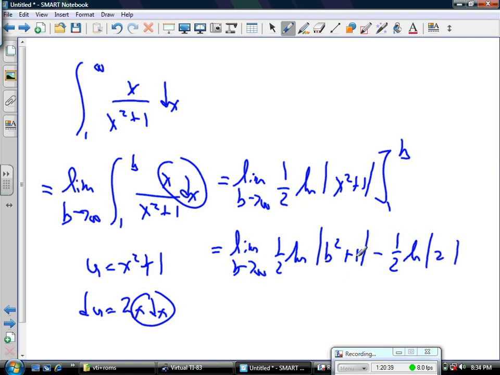So the question remains, does this limit exist? This is a constant, so that's not a problem. Does this limit exist? No, as x goes to infinity, ln of x goes crazy. Ln of x squared, forget about it. Does not exist. So it diverges by the integral test. Questions on how we did that? Alrighty. Try another one like that.